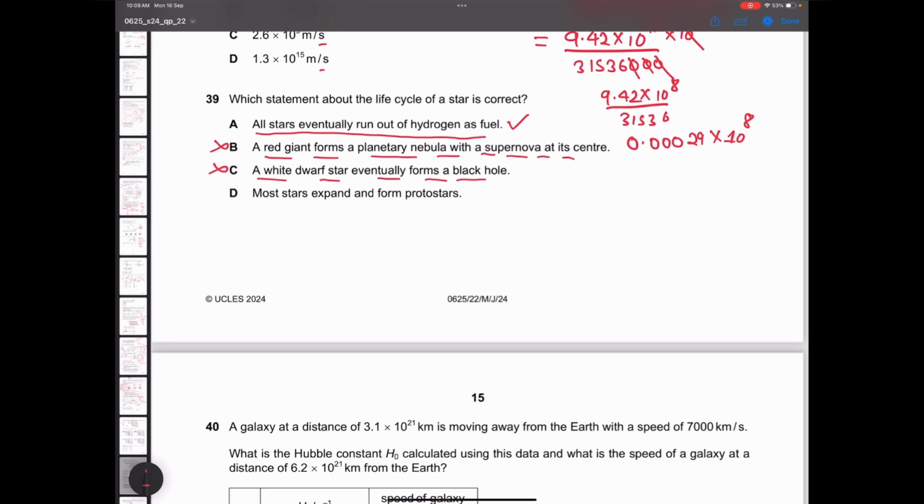So this is incorrect. Most stars expand and form protostars. Protostar is formed when the gravity pulls in all the matter together. So it contracts, not expands. D is incorrect. A is the correct answer.